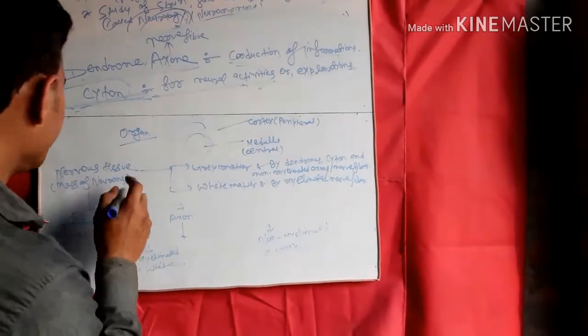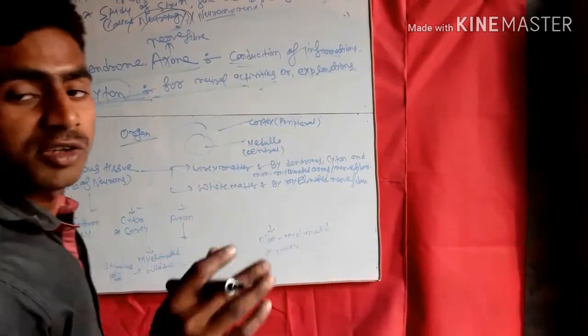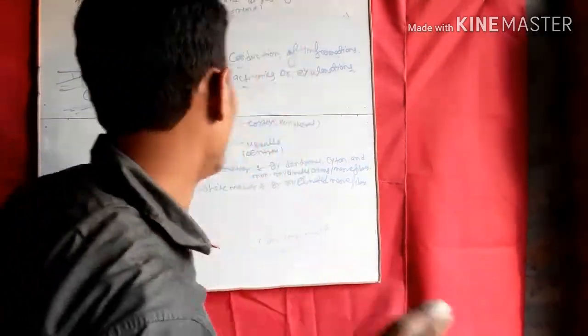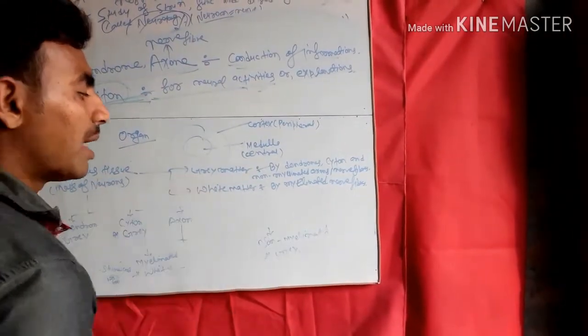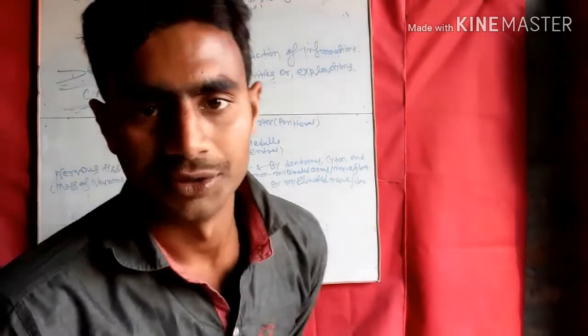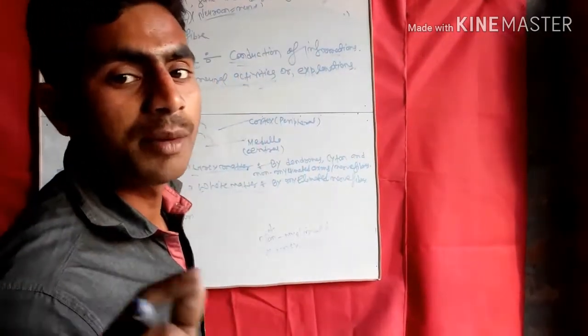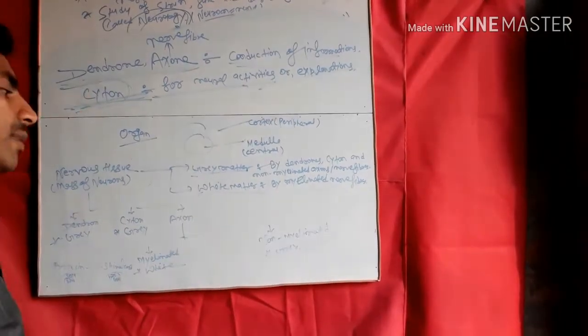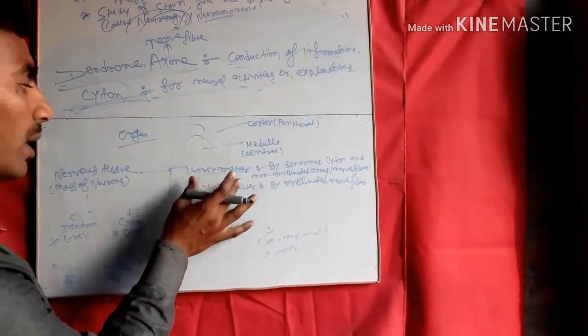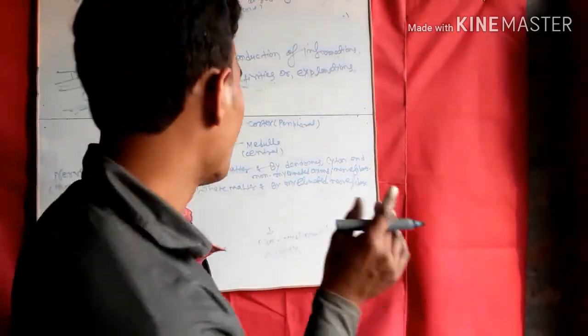Here you see the nervous system. What is the nervous system? The nervous system is the mass of neurons, and it is divided into two types of matter. In the nervous system, two matters are present: one is the gray matter, and the other is the white matter.